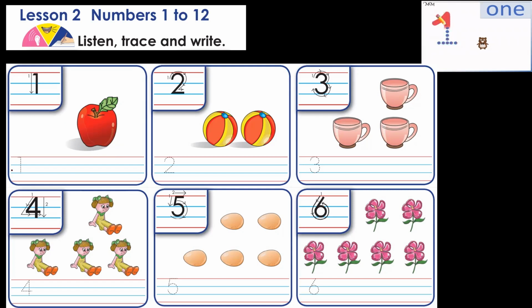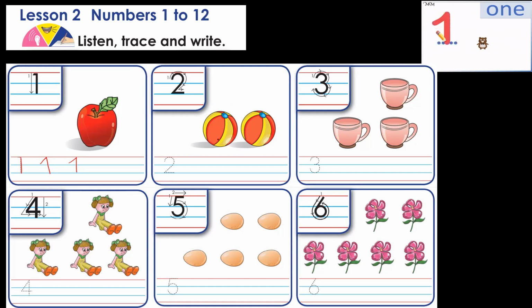1. So let's write down 1. Okay, can you write it in your book? 1. Very good. Look at the second picture. What do you see in the picture? Perfect. We see balls. Balls.